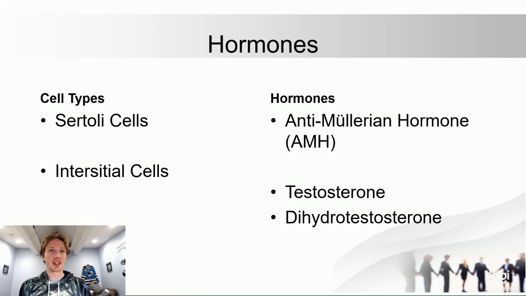The second type of cell, interstitial cells, produce 2 types of hormones: testosterone and dihydrotestosterone. Testosterone motivates the Wolffian ducts to become male accessory structures such as the epididymis, vas deferens, and seminal vesicles. And it later initiates the migration of the testes into the scrotal sac. Dihydrotestosterone begins the differentiation of the external genitalia into male sex characteristics.